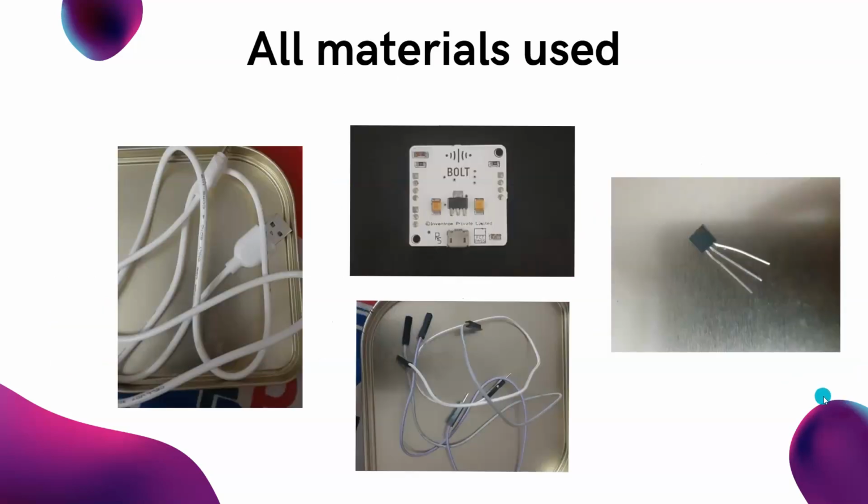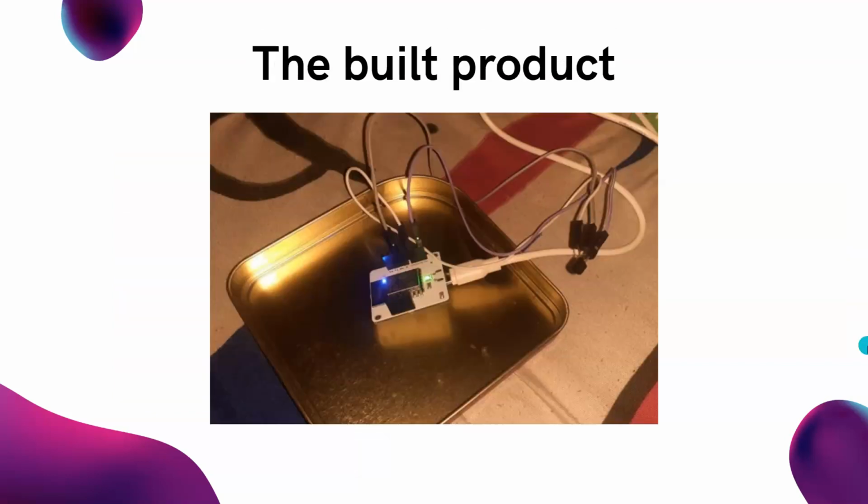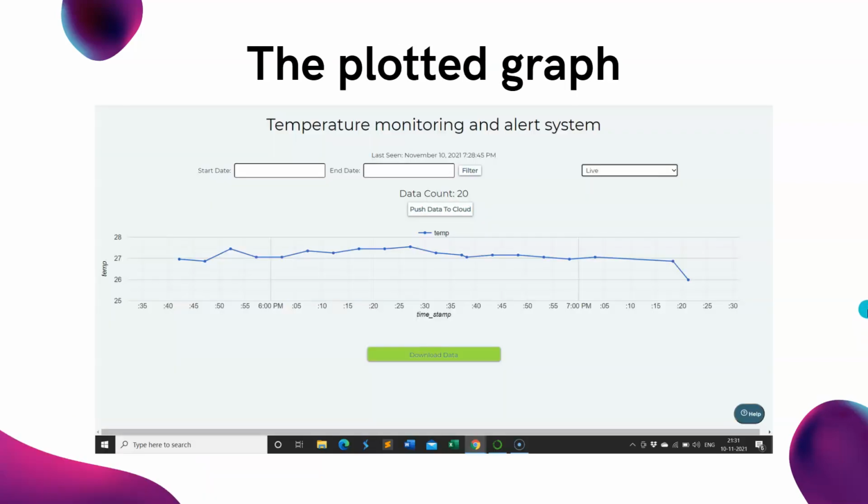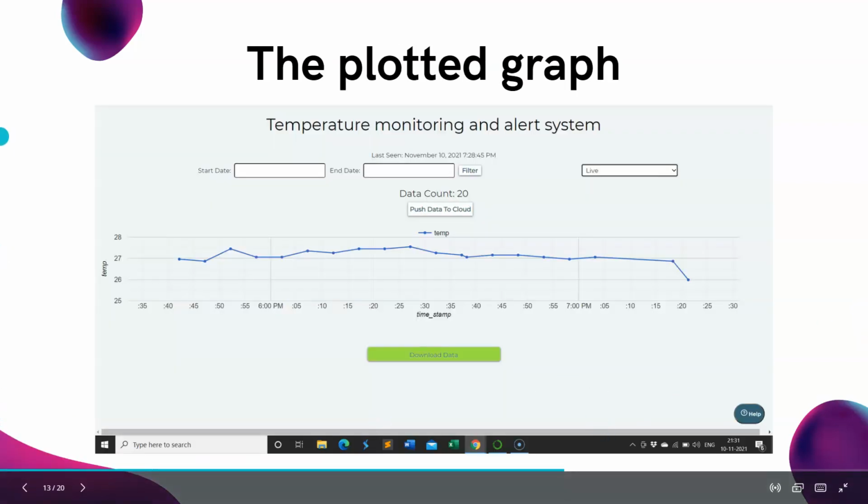So these are all the materials that I have used for this project. You can see the Bolt Wi-Fi module. Then this is my LM35 sensor, which is the temperature sensor. Then we have used 3 male to female jumper wires, and this is the micro USB charging cable. And this is the final built product. And this is how the plotted graph looks.